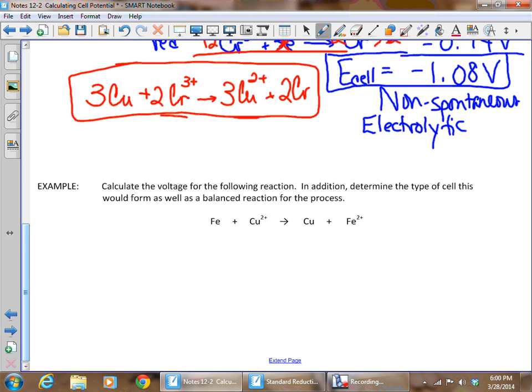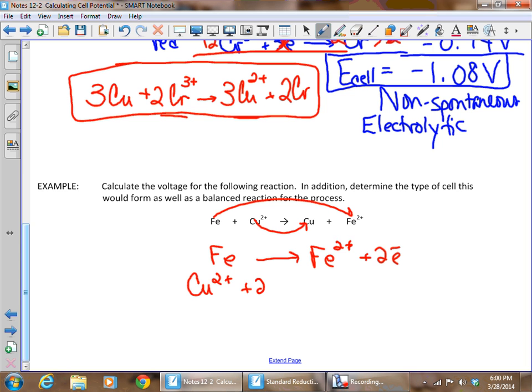And again, we want to make sure that we find what's being oxidized and what's being reduced first. Looks like iron's being oxidized and copper's being reduced. So we're going to write those half reactions. Iron being oxidized to Fe2 plus and giving off 2 electrons in the process. Copper 2 plus needing 2 electrons in order to reduce to the copper metal form.